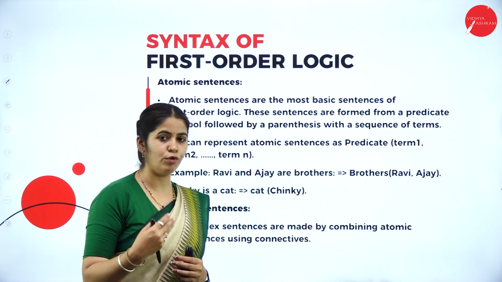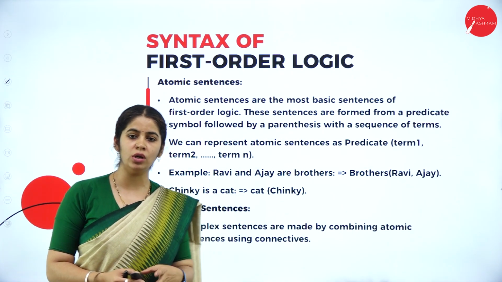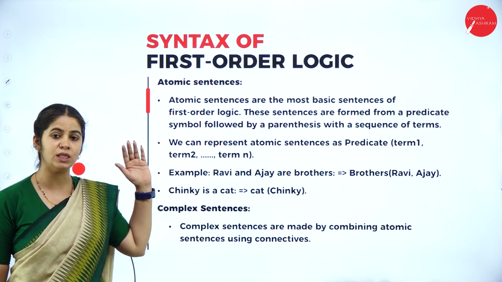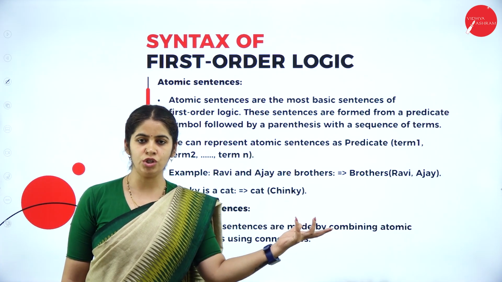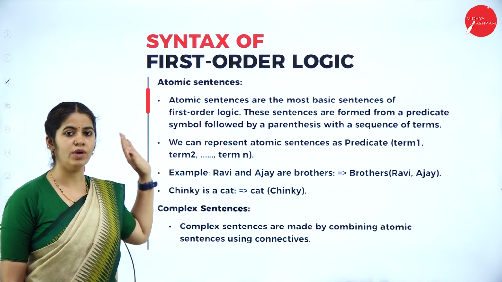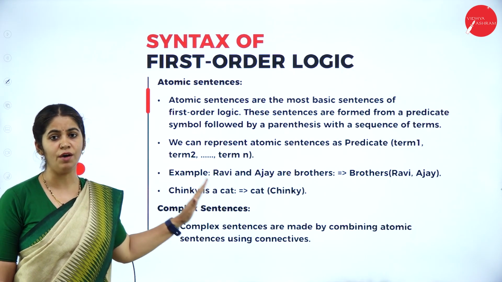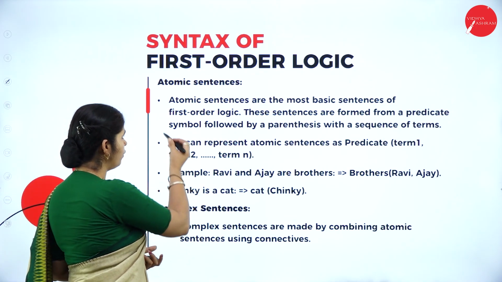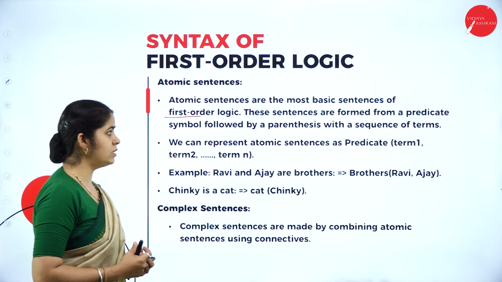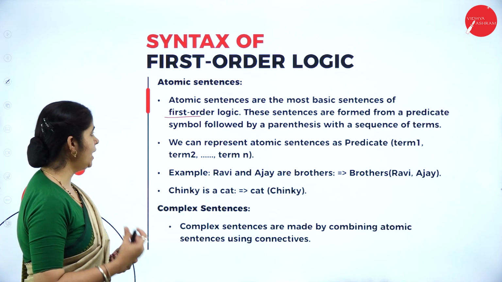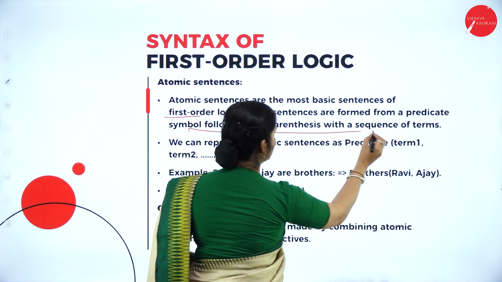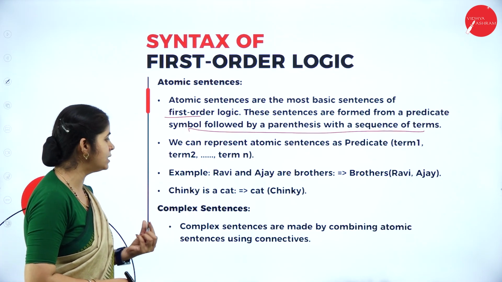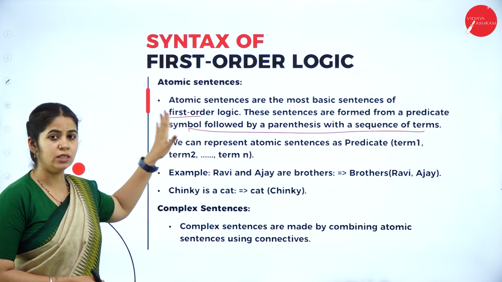Again, when we represent in the logical representation, we have two types of sentences. One is the atomic sentence and one is the compound sentence. As we discussed the atomic sentence in propositional logic, we have the atomic sentence and the compound sentence in first order logic. What is an atomic sentence? They are the most basic sentences of first order logic. These sentences are formed by a predicate symbol followed by parentheses with a sequence of terms. We use the predicate symbol to represent the atomic sentence.